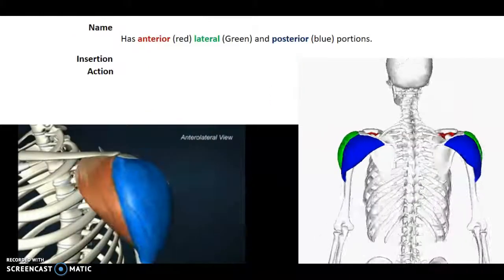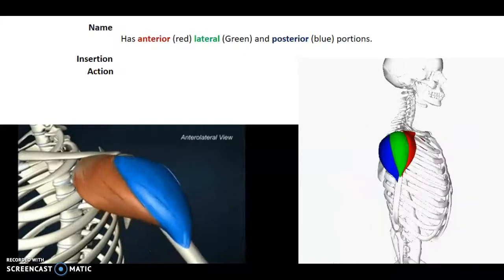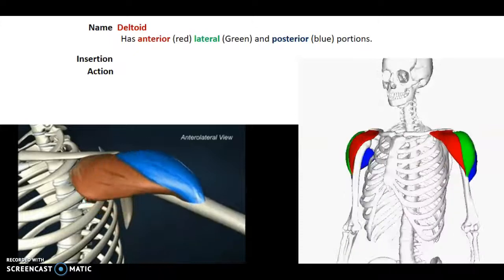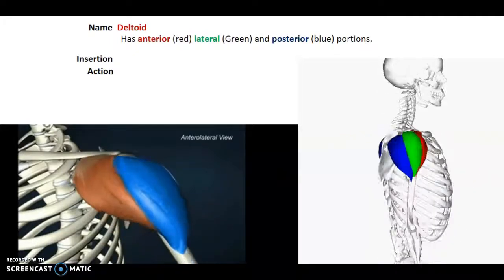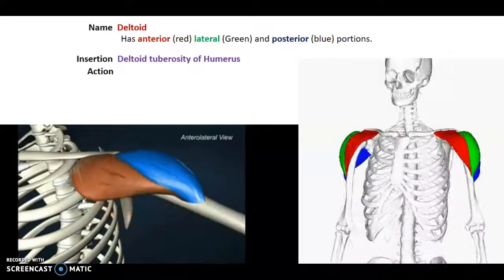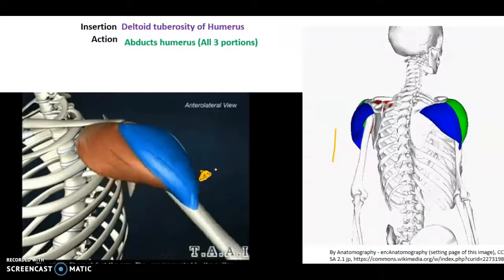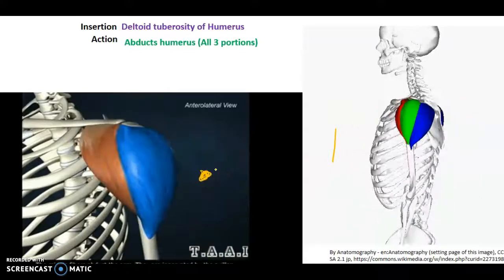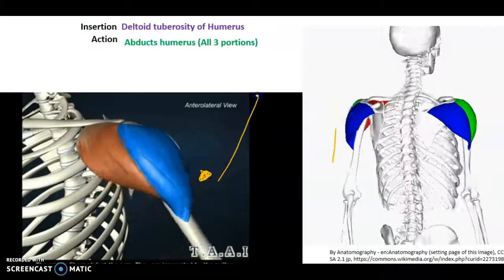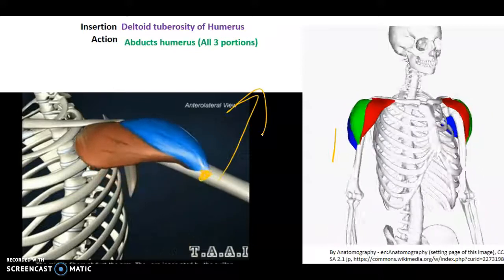Okay, now for the shoulder pad muscle. This is the deltoid. It actually has 3 parts, an anterior, a medial, and a lateral. And where does it insert? The deltoid tuberosity. So we have the deltoid tuberosity right there. And the only thing it can do, remember this is on the lateral side of the arm, is to pull it away.